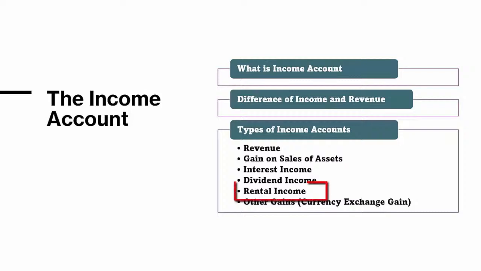4. Rental income from property. If a business rents out part of its space and earns rental income, this can be recorded as income. However, if renting property is part of the business's main activities, e.g. a real estate company, this would be considered revenue.